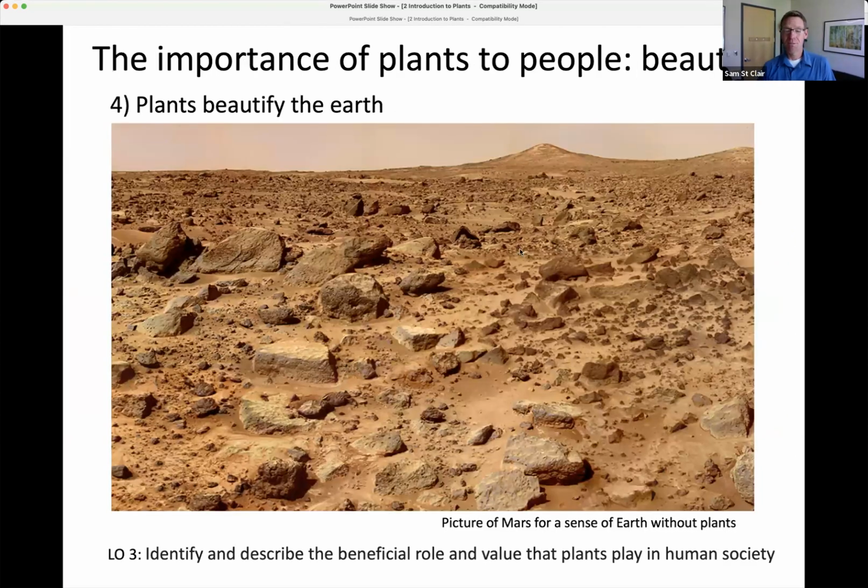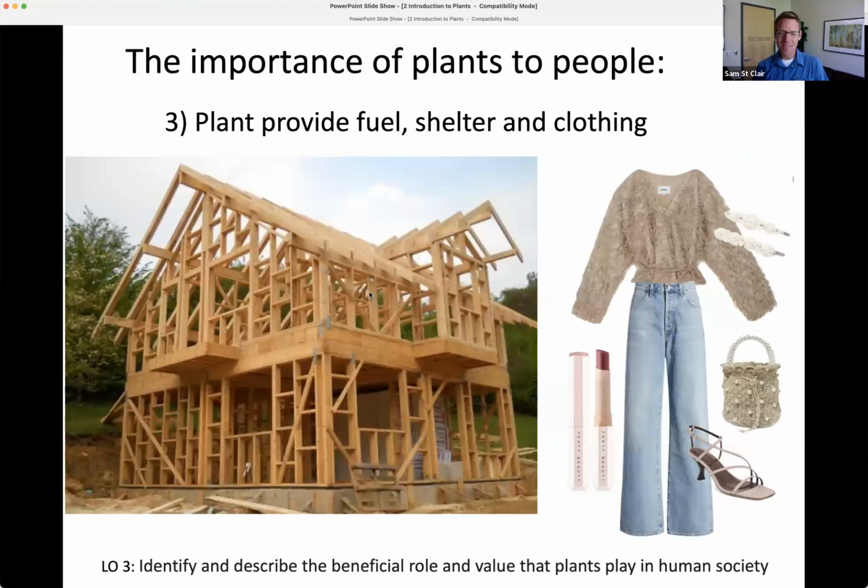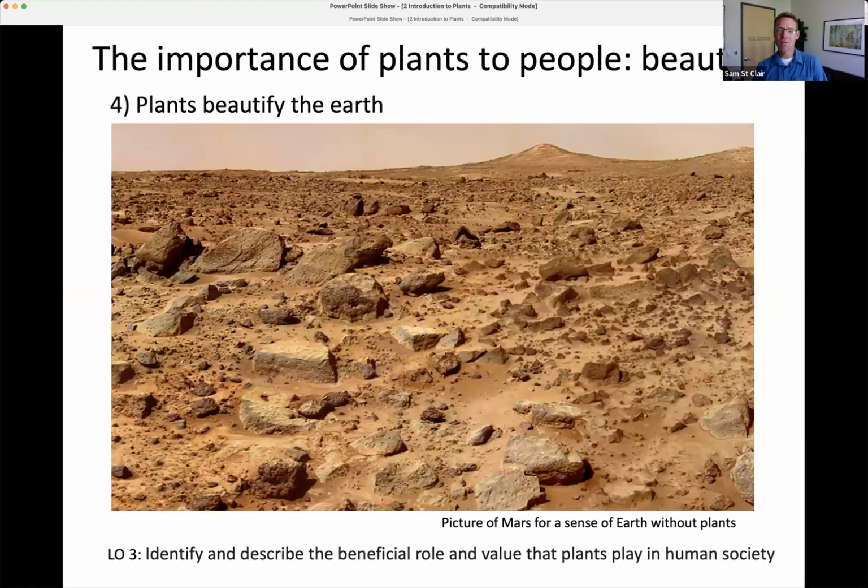Plants beautify the earth. So just in contrast, I've taken a photo of the surface of Mars, and while it's beautiful, I think, it is nothing like the beauty we see on Earth. You know, as we travel the Earth's biomes, the tropical forests, the grasslands, the savannas, the deciduous forests, the tundra, travel across Earth, there's just so much beauty across our planet. And much of that beauty is defined by the plants that grow there.